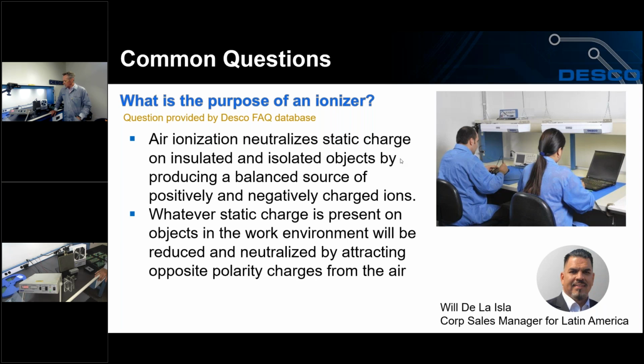So I think Greg Heckler has a setup here with an isolated circuit that he could use to demonstrate how a charge can be produced on an isolated circuit and how the ionization will remove that static charge, preventing an ESD event. So Greg, can you illustrate that for us?